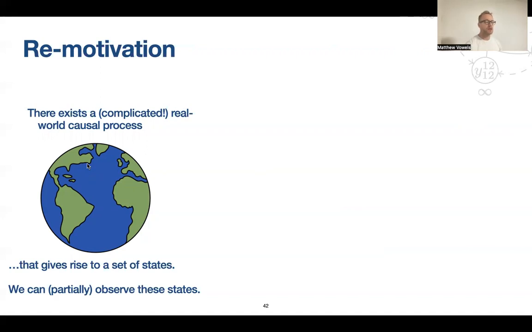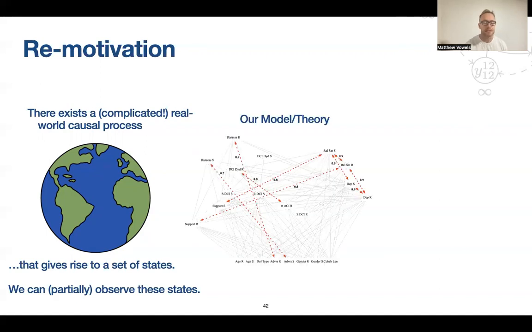So when we give someone a questionnaire, when we design a scale to measure something that's maybe latent, for instance, we're trying to extract some kind of representation of the state of the world. And some of those states are very difficult to measure. But we're going to assume that we can partially observe these states. And once we've got that, that's essentially our data set.